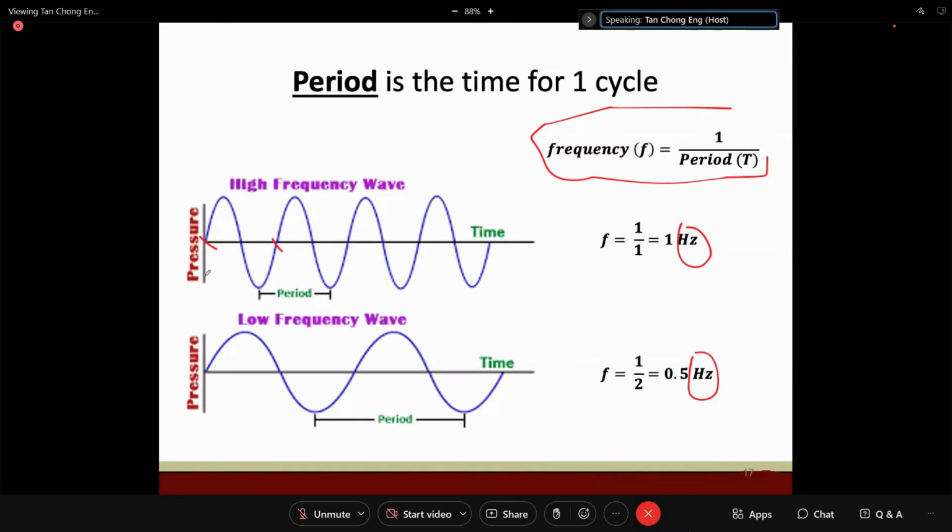This is actually the period from here to here. And then the low frequency one, you can see the cycle from here until here. So it's actually so long. When you have a longer period of time, when the period increases from 1 to 2, then your frequency will drop from 1 Hertz to 0.5 Hertz. So this is actually the difference, high frequency and low frequency. High frequency tends to have more bandwidth. So that is very common.